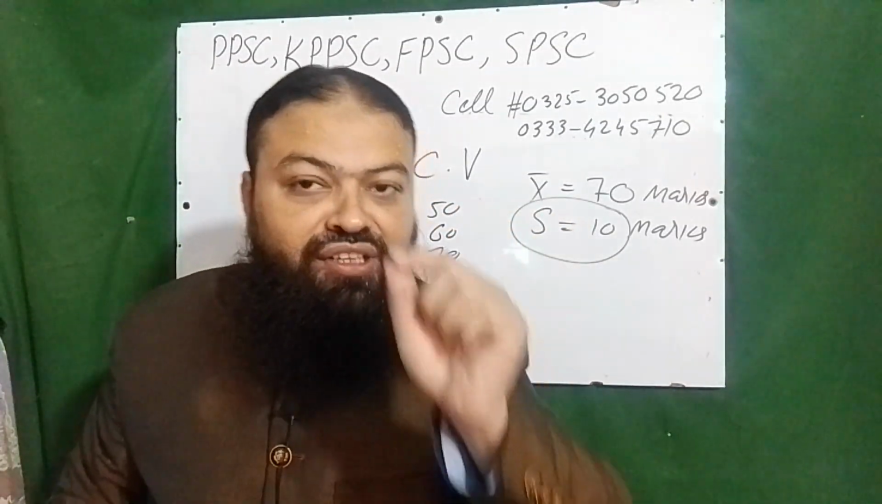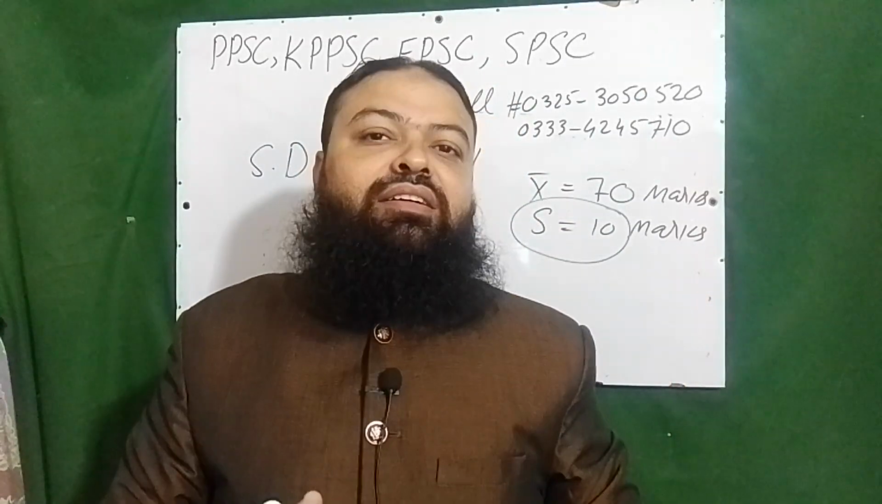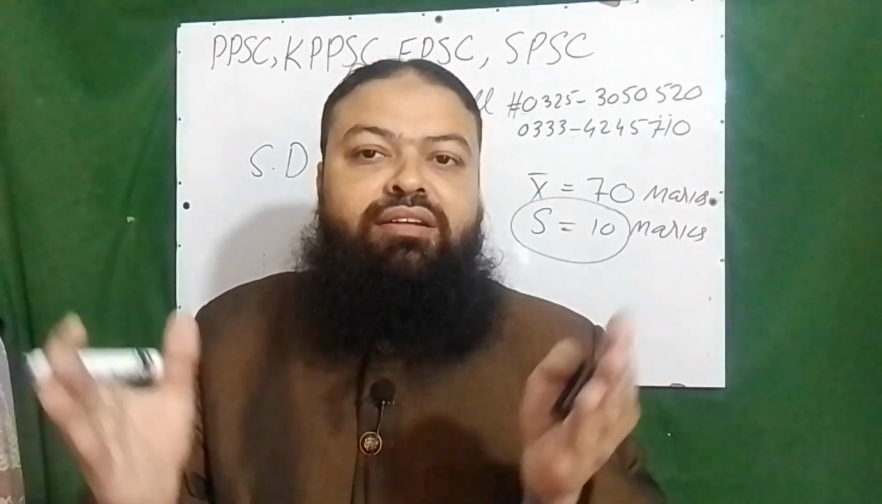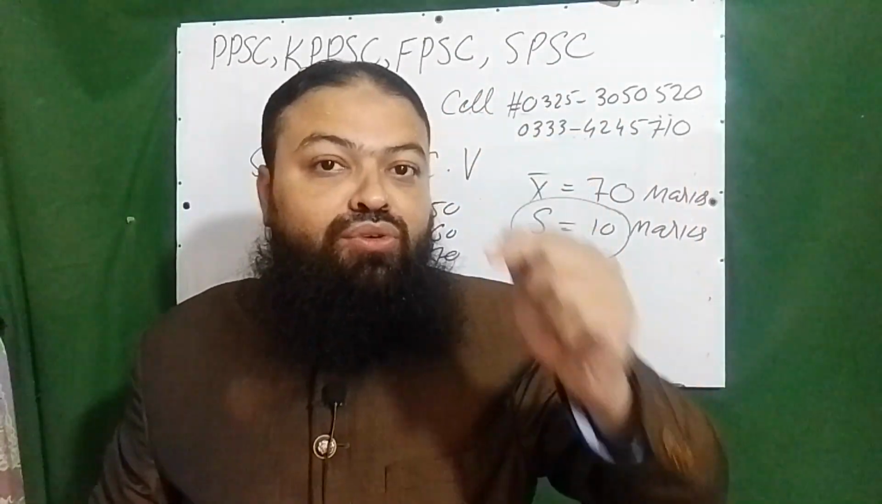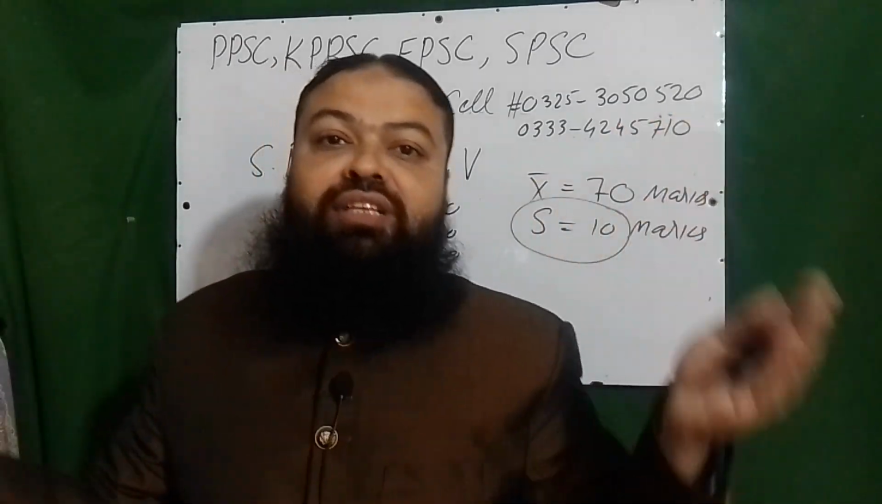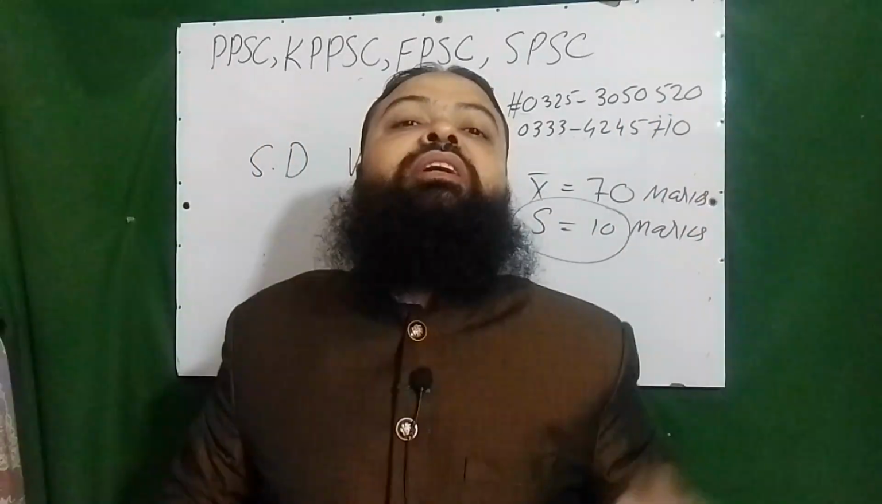If the standard deviation is small, it means that there is less variation in the data. Values are close to the central value of the data. And if the standard deviation is high, it shows that there is much variation in the data. The values are scattered, dispersed around the mean value.